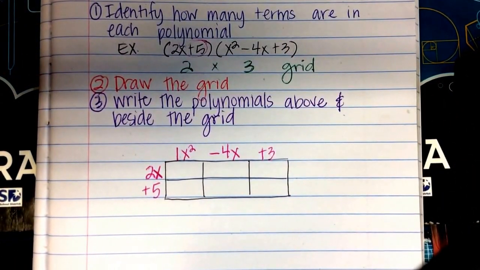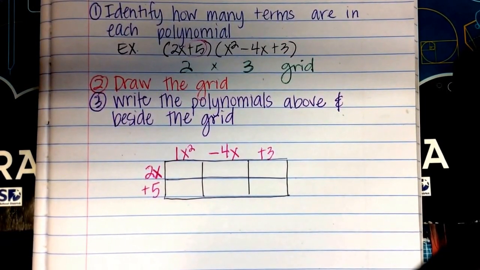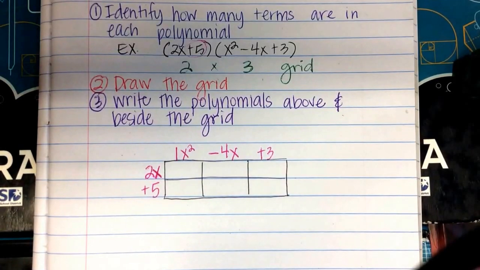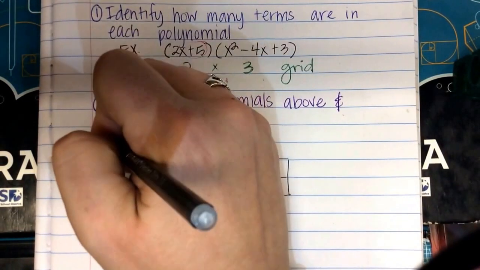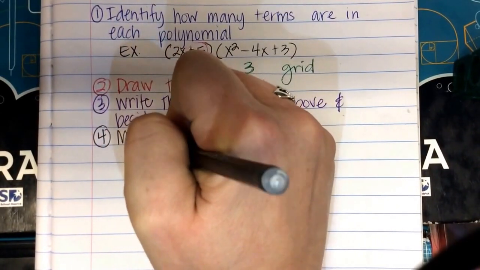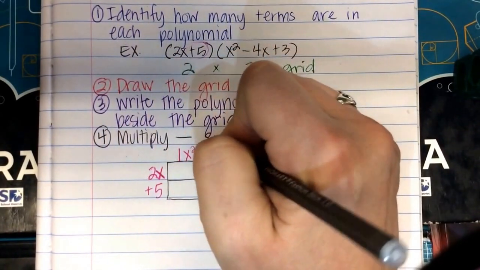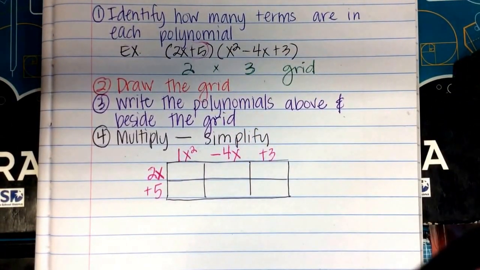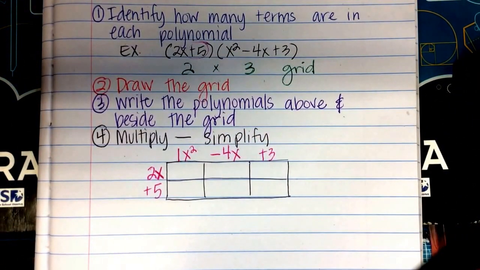Have you in science done Punnett squares yet? Yes. To find genetics? Yes. This is like a Punnett square. And then step number 4 is to multiply. Then we will simplify. All right, here we go.